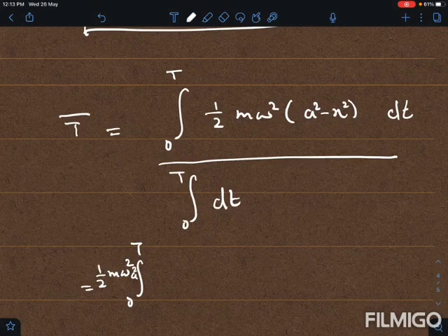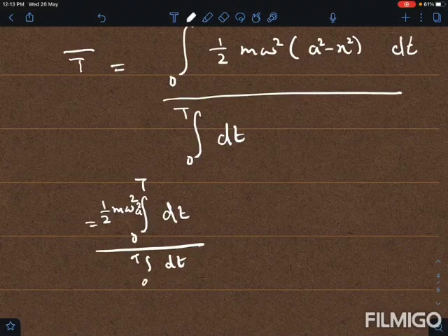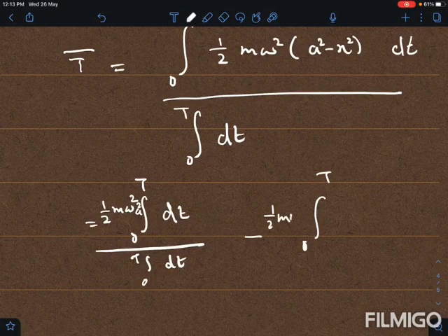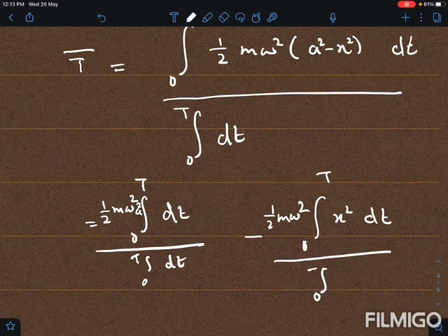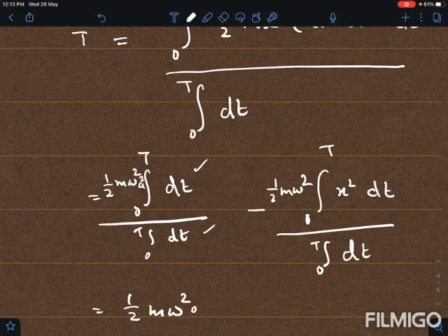Into dt, the whole divided by integral 0 to T dt, minus integral 0 to T half m omega square x square dt, the whole divided by integral 0 to T dt. So here you can again see that it's not a problem. T and T get cancelled from the numerator and denominator. So you will just end up with half m omega square A square. Fine.